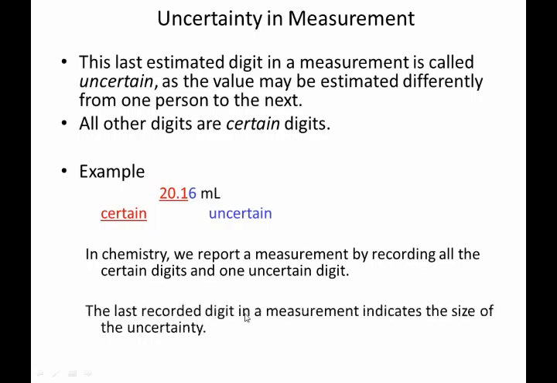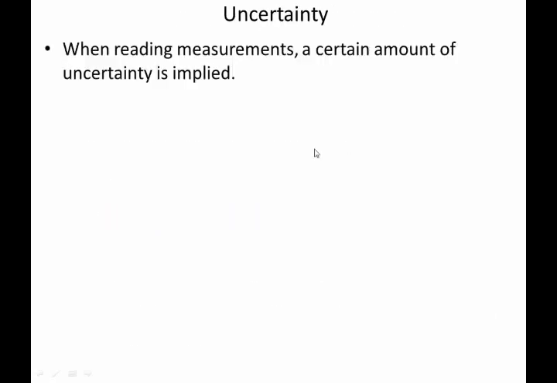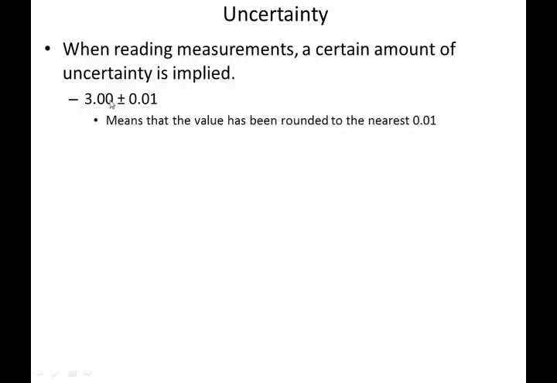And it's also important that the last recorded digit tells you the size of the uncertainty. So what I mean by that, whenever you see a number like this, there's a certain amount of uncertainty implied. By the way, this is not supposed to be a negative sign. It's just the hyphen, just the marks for the formatting. This is 3.00 plus or minus 0.01. So notice that this uncertainty is the same decimal place as the last digit here. This means that I've rounded my digits off to the nearest 0.01. You might see weird things like this, like 0.3, but they're really, really uncommon.